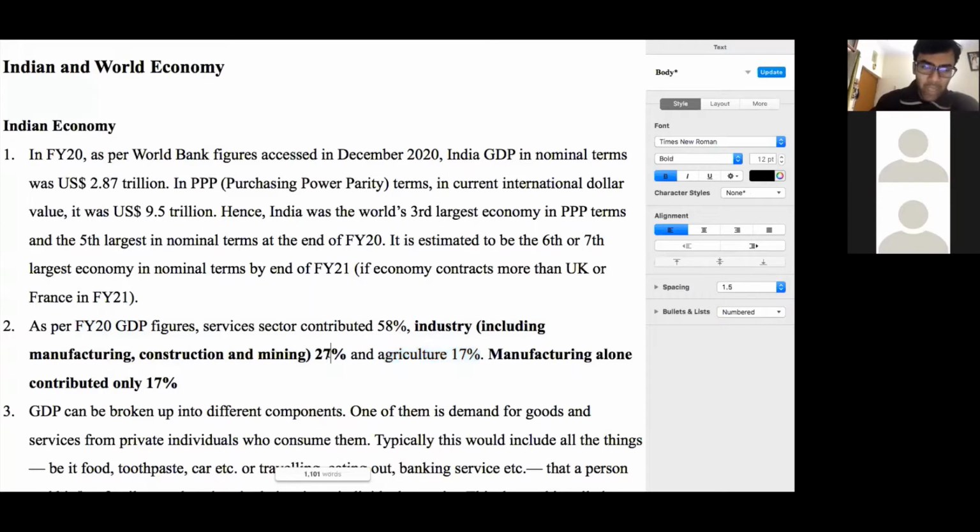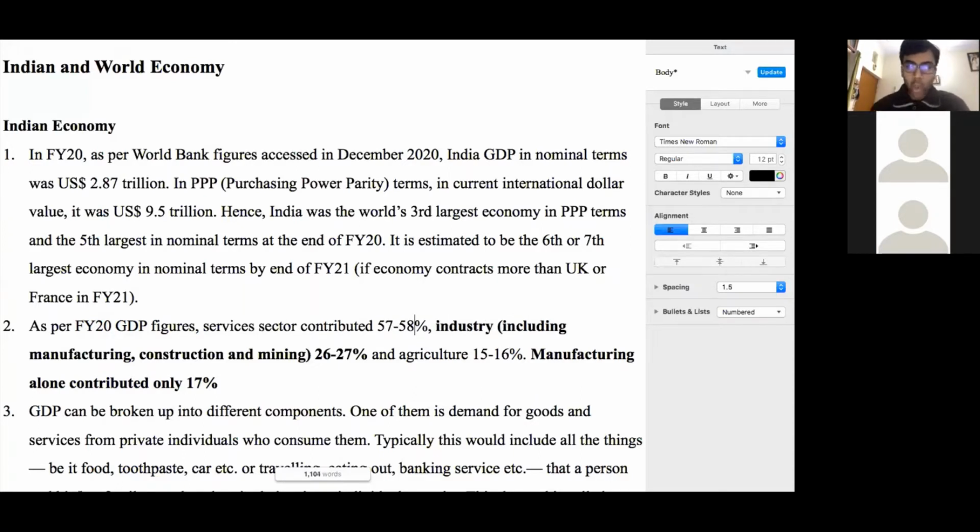This is actually somewhere around 26 to 27 basically. And this is somewhere around 15 to 16. And this is somewhere around 57 to 58. I took the rounded figures. That's why they were not adding up to 100%.